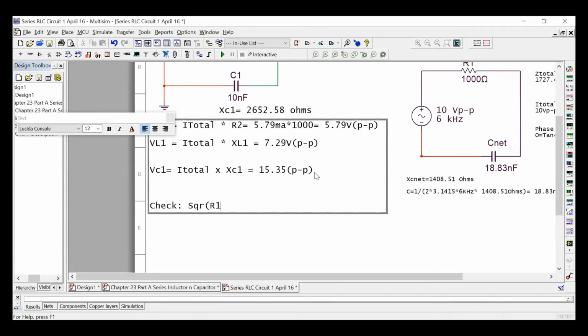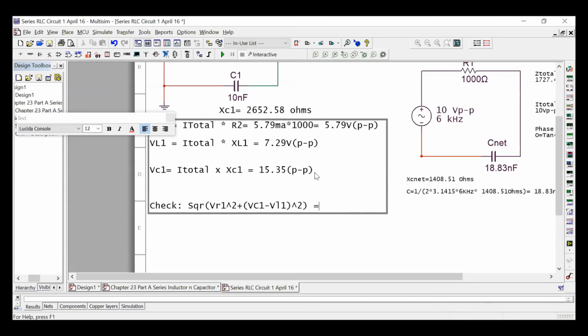We take R1 and we square it, plus, sorry, VR1, and square it, plus parentheses. Now we have to take VC1 minus VL1. And then we square that.